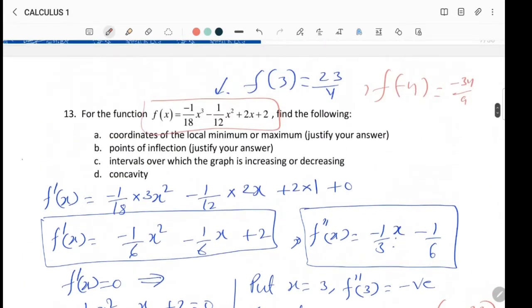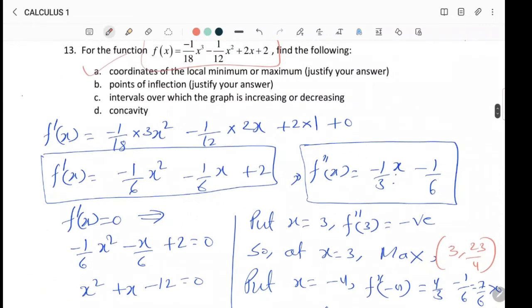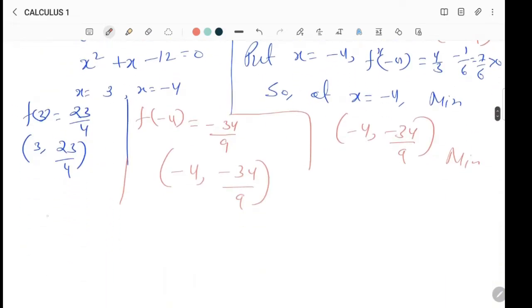So what's the question? Coordinates of local minimum and maximum we did. Find the point of inflection. Oh, we haven't done that. Okay, so the B part, we can get it from here. The B part says point of inflection.